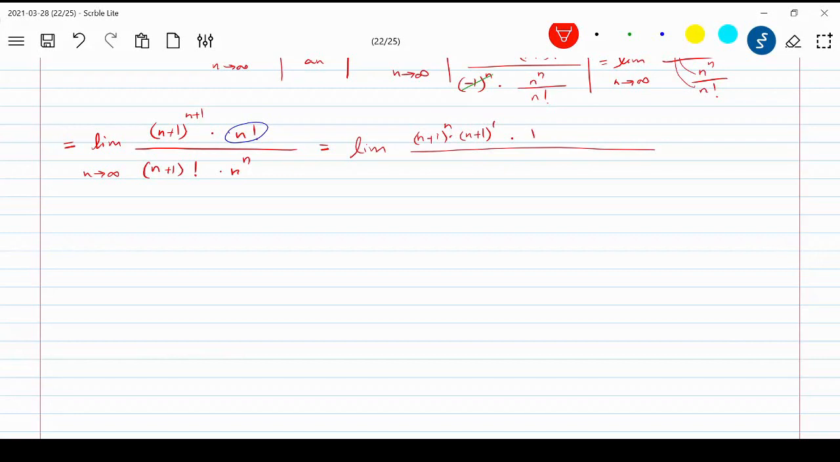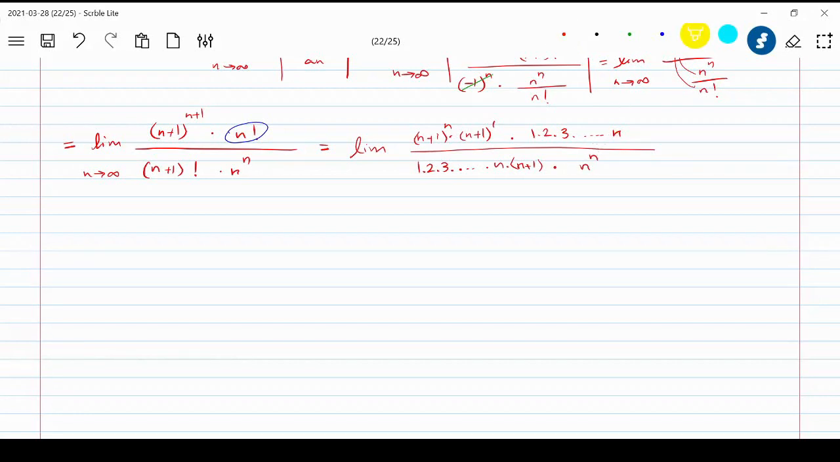n factorial would be 1 times 2 times 3 times up to n. (n plus 1) factorial would be 1 times 2 times 3 times 4 up to n plus 1. But prior to n plus 1, there is n, then n minus 1, and so on. And multiply by n^n.